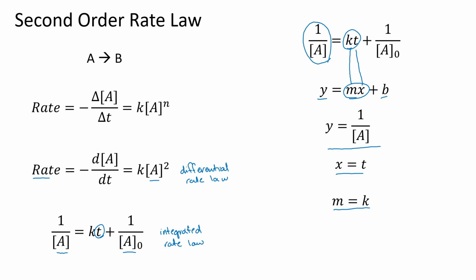We have our y-intercept, or our b value, which is simply 1 over our initial concentration of A, and we will just write that right down here. So if we plot time versus 1 over concentration, we will get a linear plot. Let's see how this works with an example.